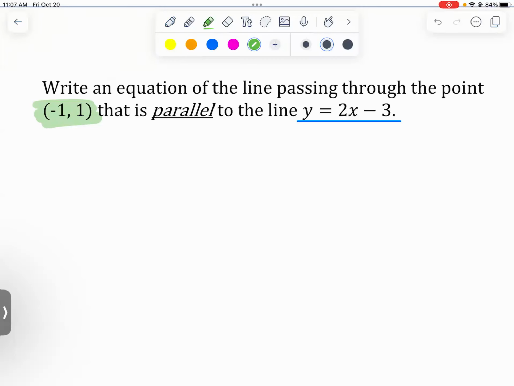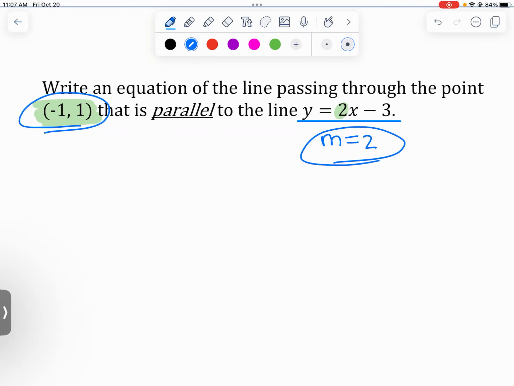So we know that the slope of this line is 2. And if we want our line to be parallel to y equals 2x minus 3, as long as the slope is the same, we know that will happen. So now I have our slope is 2, and we know it goes to the point -1, 1. So now we're back to where we were yesterday.